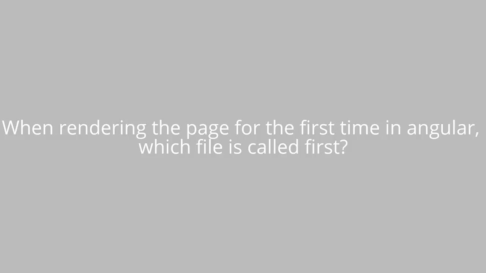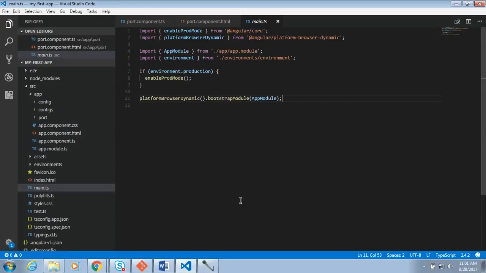When rendering the page for the first time, which file is called first? Main.ts is the file which will be called first when you give the first request to Angular. In the main.ts file, we have a few basic imports from @angular/core, and more importantly, the app module will be bootstrapped here.